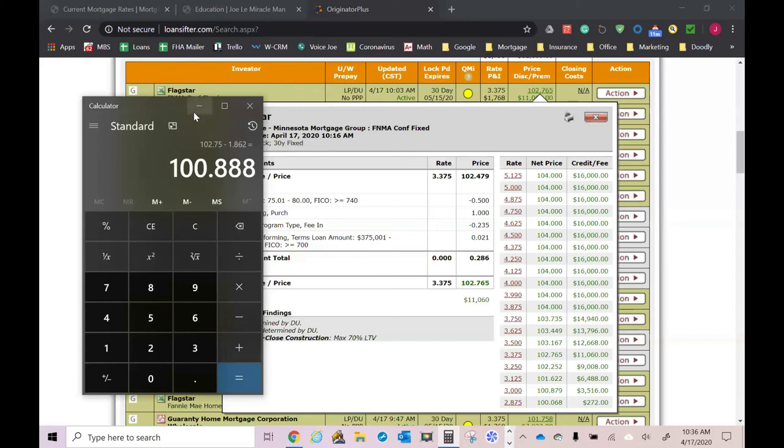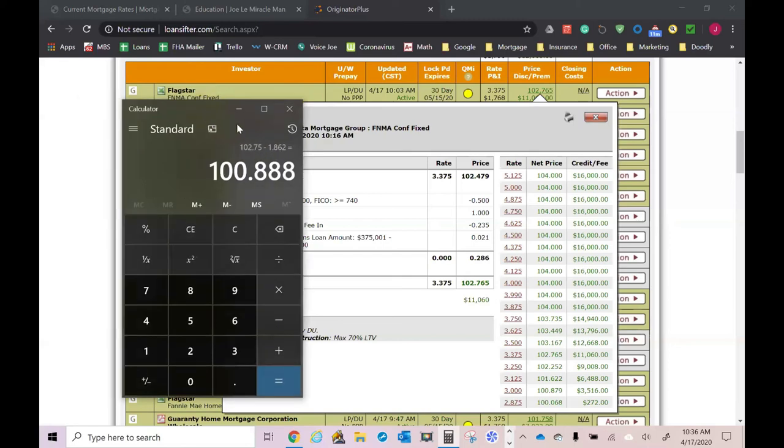Okay, so now let me change some things. Let me go a little deeper. And after I do that, I want to show you other loan scenarios. Let's say your credit score wasn't 740. Or what if it was an FHA loan or a VA loan? We can look at that too.